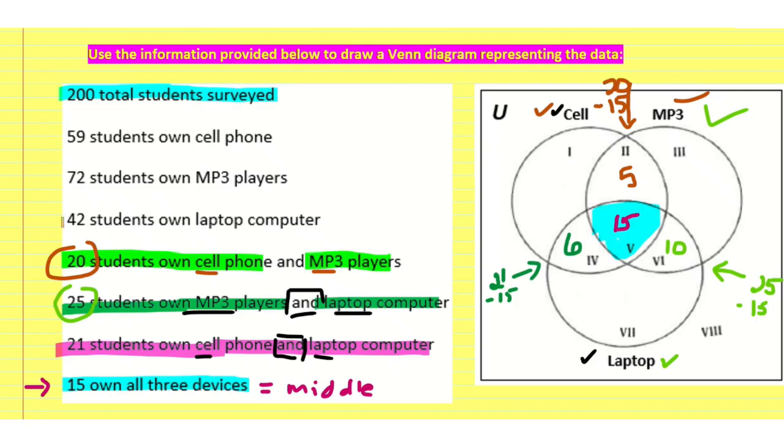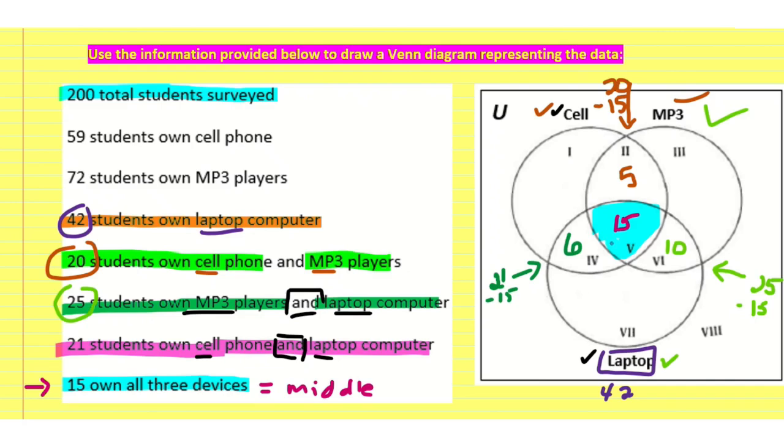Let's do this one. 42 students own a laptop computer. So this is asking us to look at laptop computers only. So the laptop computer circle, its total is 42.